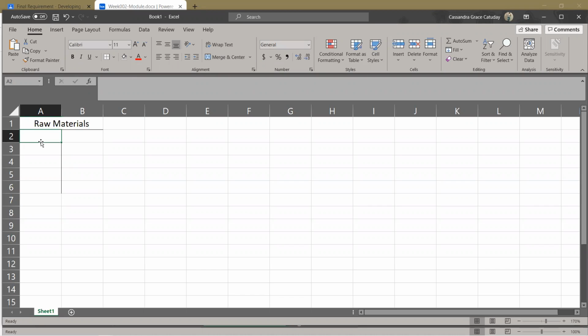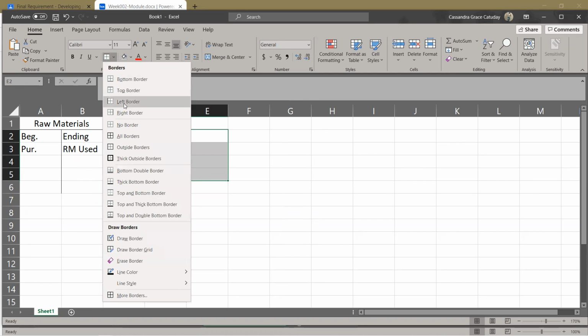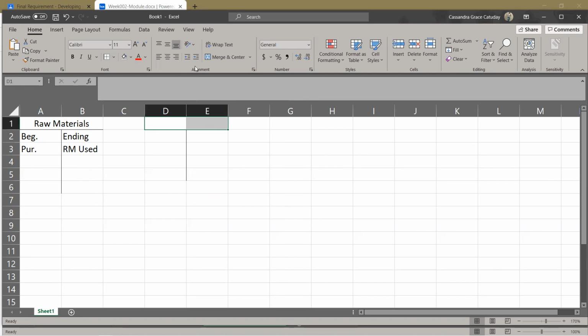Okay, raw material. So beginning plus purchases less ending equals raw material used. Then after the raw materials inventory, we are going to transfer it to work in process. Okay. This is what we call the work in process inventory. So this raw material used, we put it here together with beginning work in process, plus raw material used. Then we transfer it.